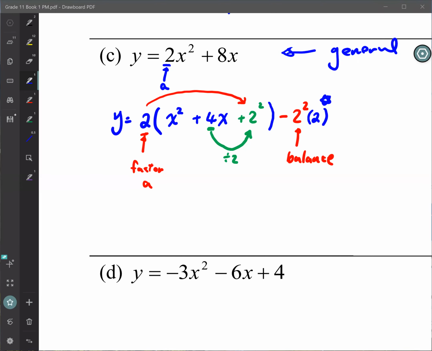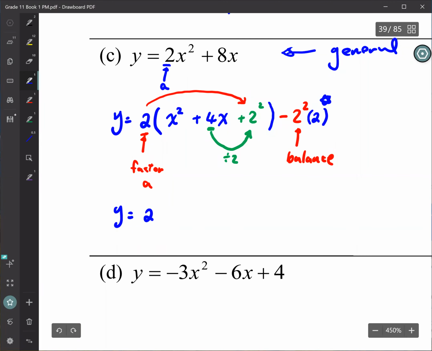Can you raise your hand if you understand this? Okay, remember you need to balance with the A on the outside. Once you get there, the rest is easy. 2 stays outside, bracket square, completed square. We have A and B, and adding in the middle.